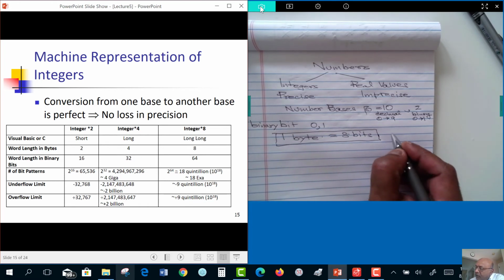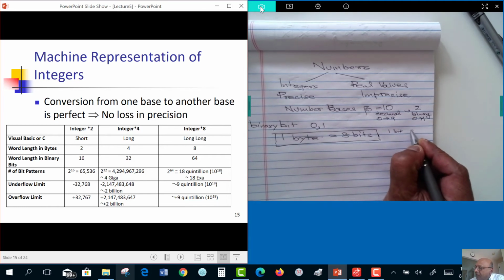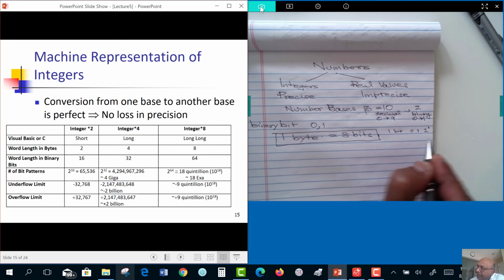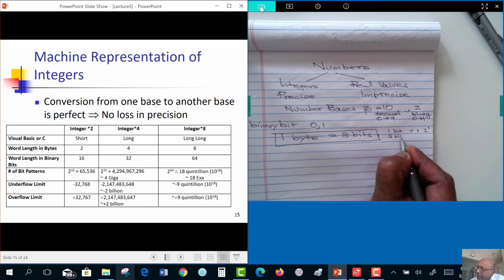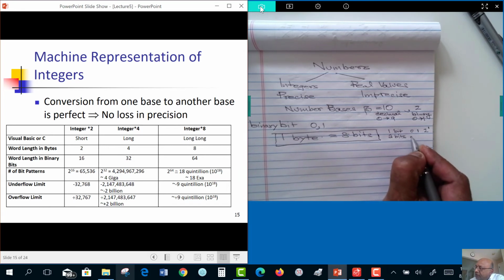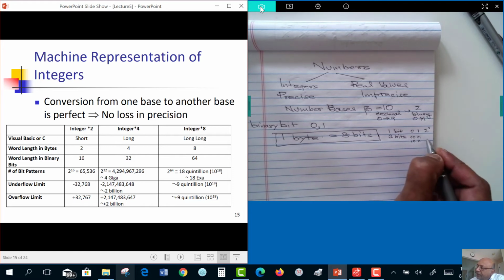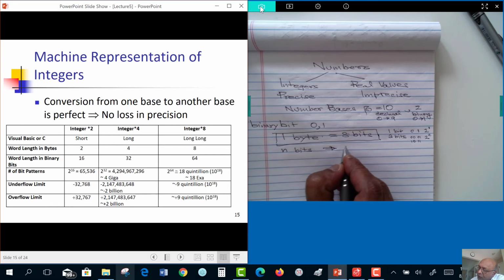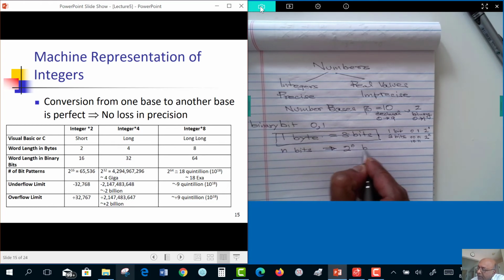Of course, if we have only 1 bit, we can have only 2 possible combinations. If you have 2 bits, we can have 0 0, 0 1, 1 0, 1 1. We can have 4 combinations, 2 to the power 2. So generally, if we have n bits, we have 2 to the power n unique bit patterns.